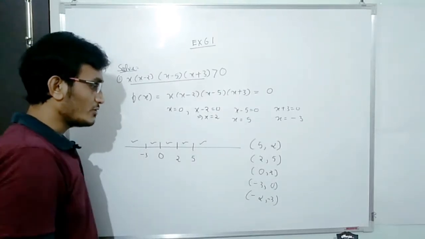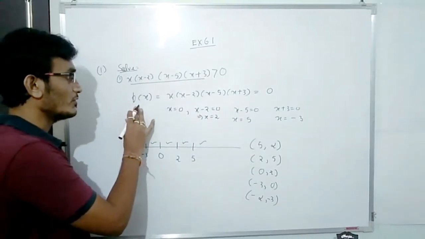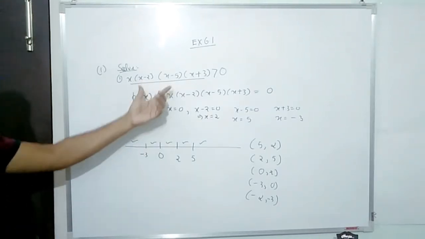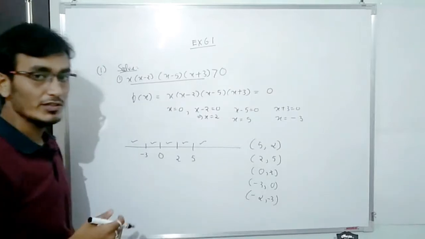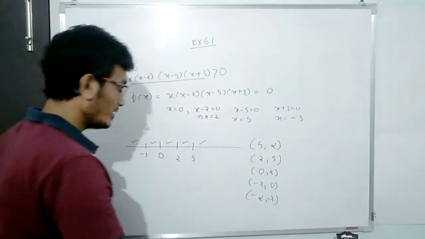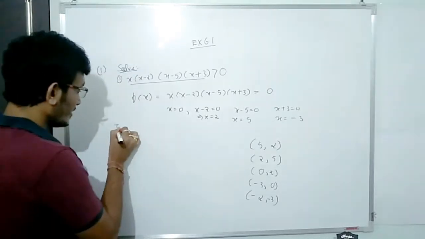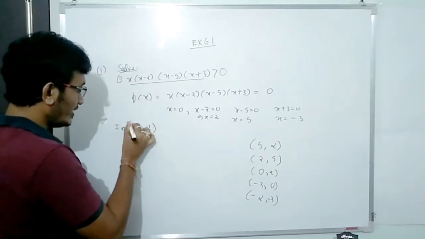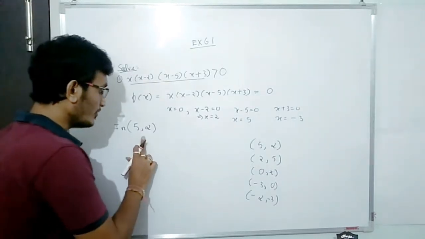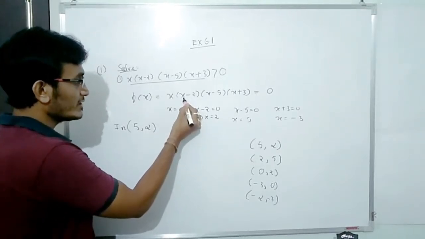Now in these 5 disjoint intervals, we need to check in which interval the value of the function is positive and in which interval the value of the function is negative. Since in the given question it is greater than 0, we need to consider those intervals in which the value of the function is positive. Now let's check one by one. First of all, in the interval 5 to infinity, we consider all the numbers which are greater than 5. Suppose we consider 6.